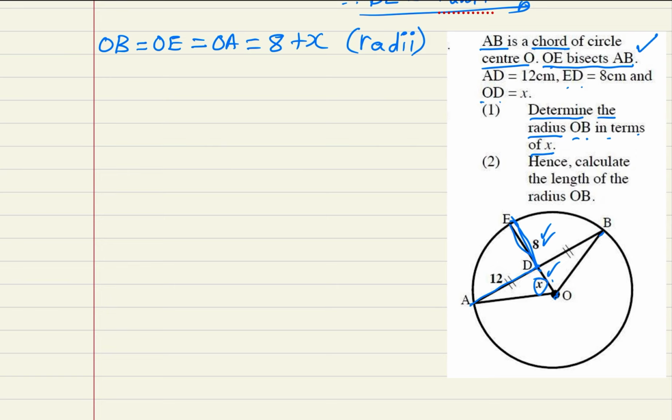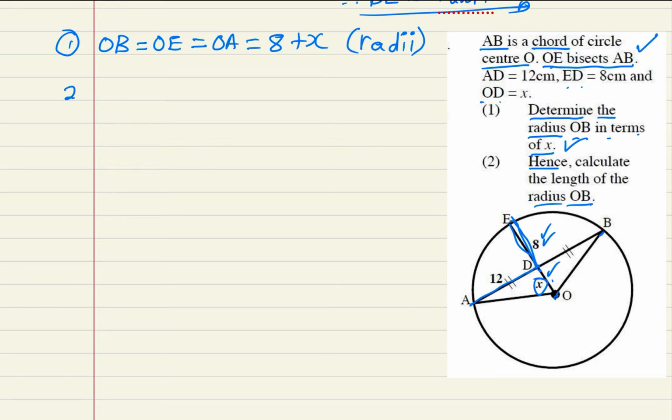Okay, since they are radius, now they said determine the length of OB. We have already determined the length of OB in terms of X. Okay, that is what they wanted on number one. Then we go for number two. Number two, they said, hence calculate the length of OB, that is the radius.